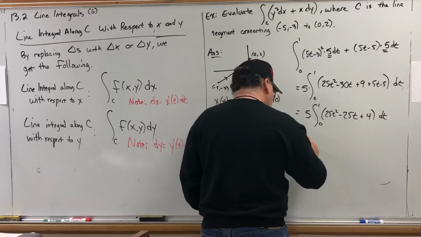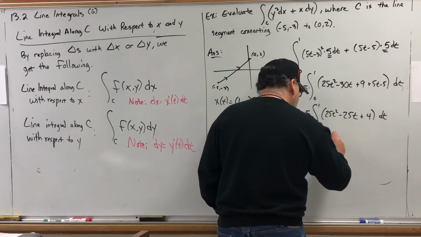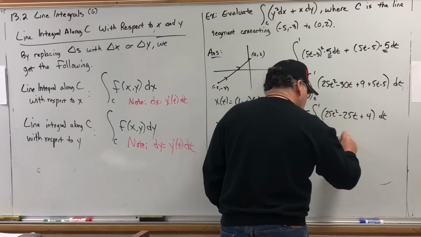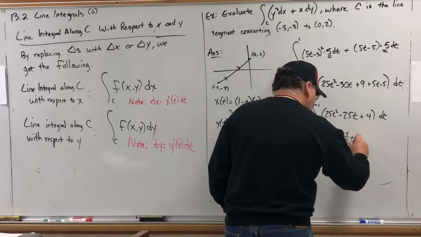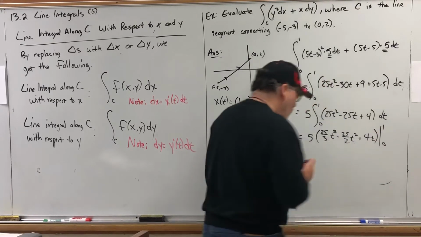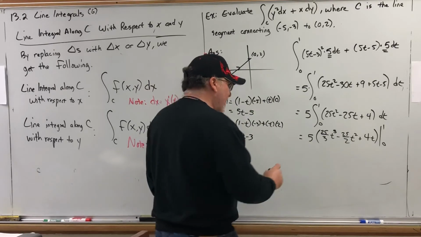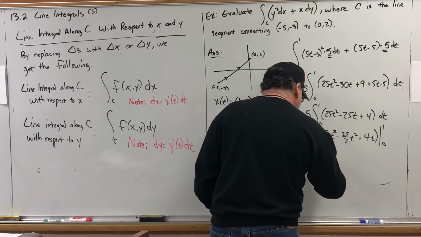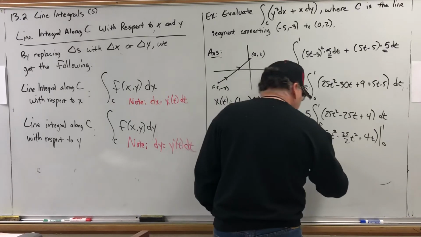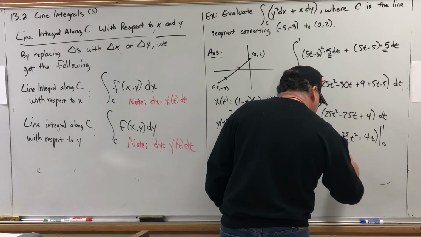Oh, goody, fractions. So if we integrate this, we get 25 thirds t cubed minus 25 halves t squared plus 4t from 0 to 1. Well, the 0 will annihilate it, so we don't have to worry about that. Let's just substitute the 1. So substituting 1 will give us 5 times 25 thirds minus 25 halves plus 4.